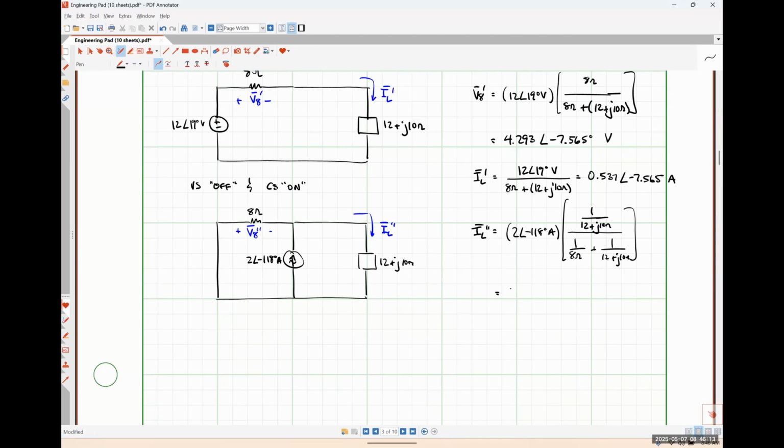I got 0.716 with an angle of negative 144.565 degrees amps. Anybody else get that result?